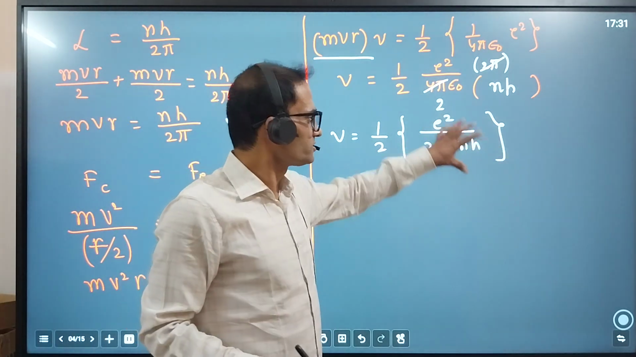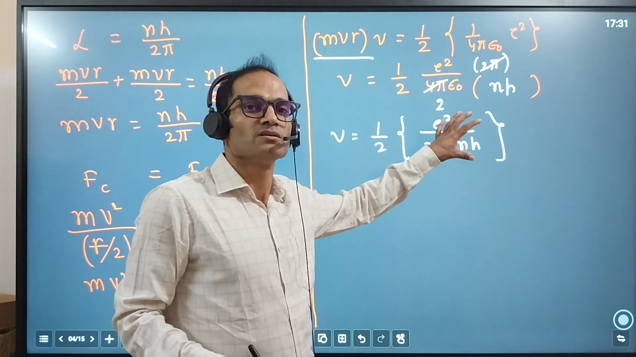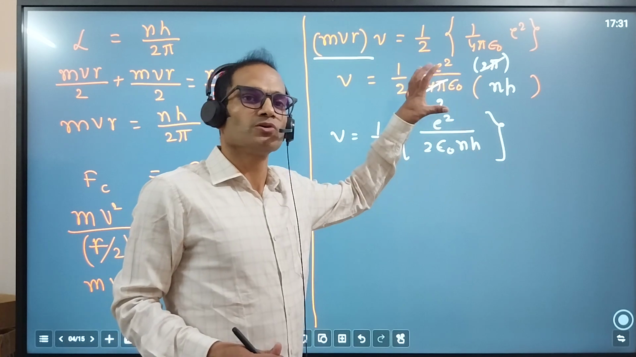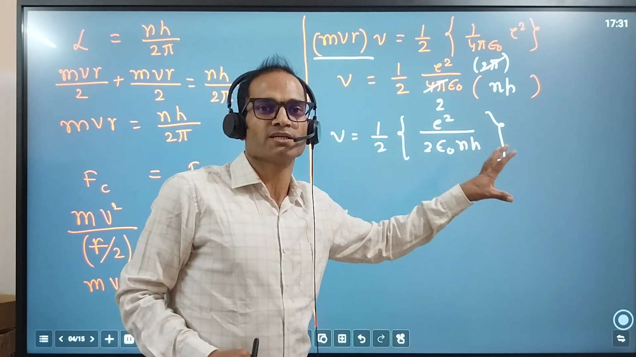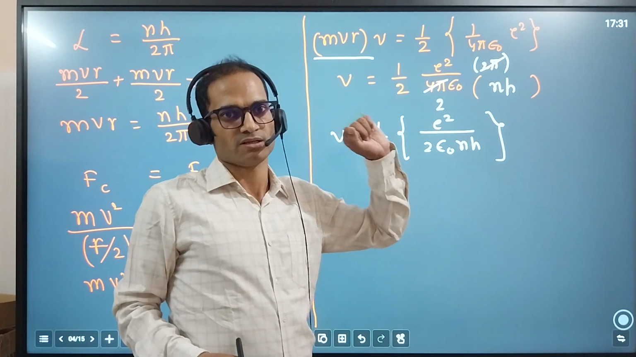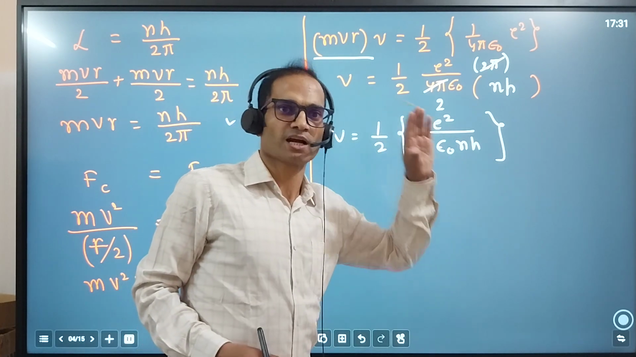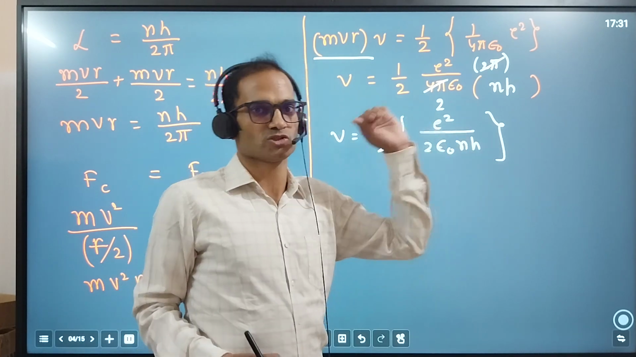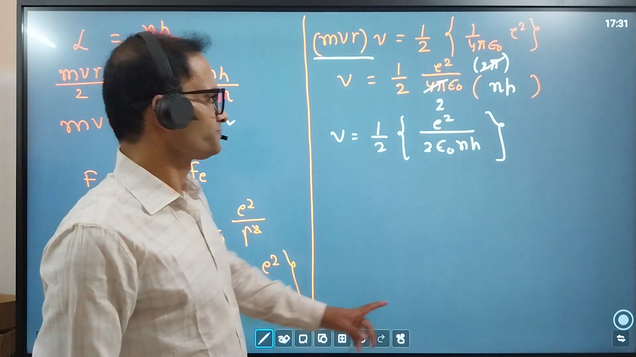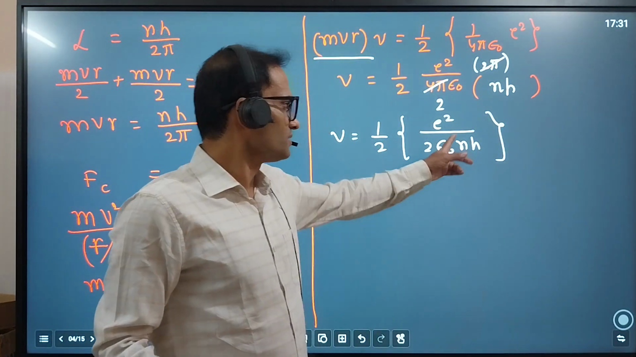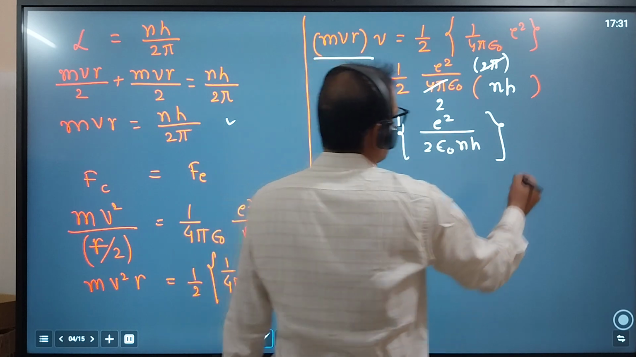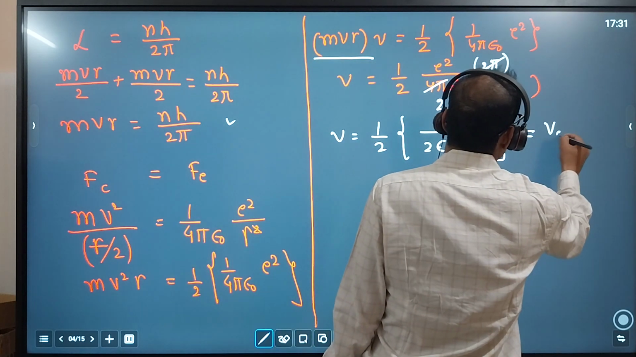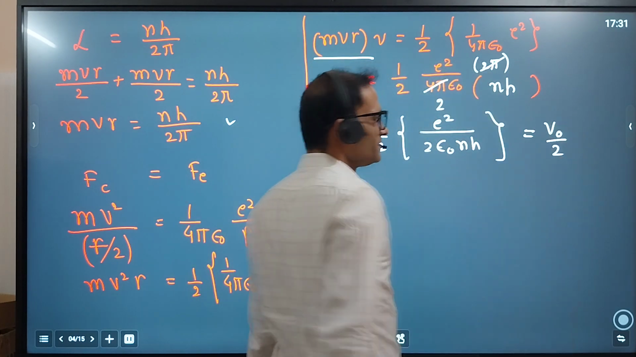Now one more thing, why I have kept 1 by 2 alone, not with the other things, because this is actually v naught. What is v naught? v naught is the velocity of electron in ground state in Bohr's orbit. Okay, velocity of ground state electron in Bohr's orbit, for hydrogen z is 1, and for ground state n is 1. So I will write v naught by 2. Okay, so it is v naught by 2.